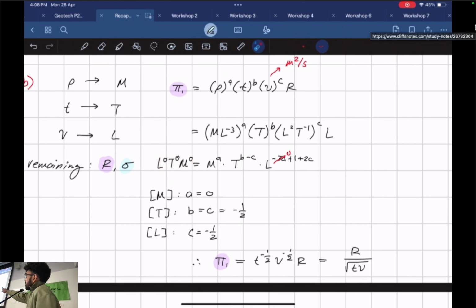Okay, so pretty much pi 1 is a dimensionless number. True. That means it has no dimensions, so it has to be L to the 0, T to the 0, N to the 0. Make sense? No worries. R is just a radius, so it's a length parameter.